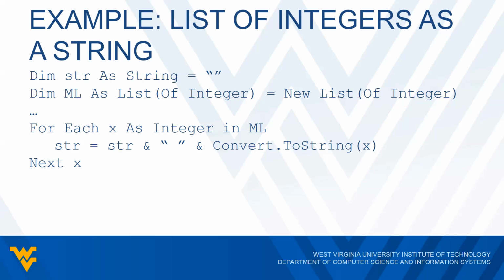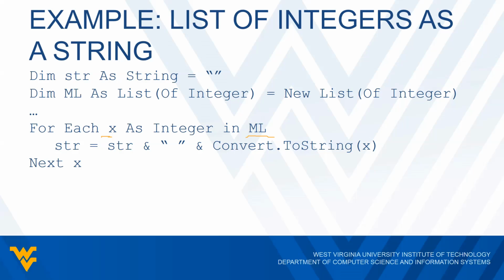So we see we have for each x as integer in ml. From our template earlier, we had item and my list. Those are just placeholders. We can use whatever variable we want and then the name of the list. So x is going to be the variable that we use in this list, and ml is our actual list. The idea is for each item that's in our list ml, we're going to store it into x, and then we're going to do something with x. And then we're going to go to the next item of the list, store it in x, and then do something with it.